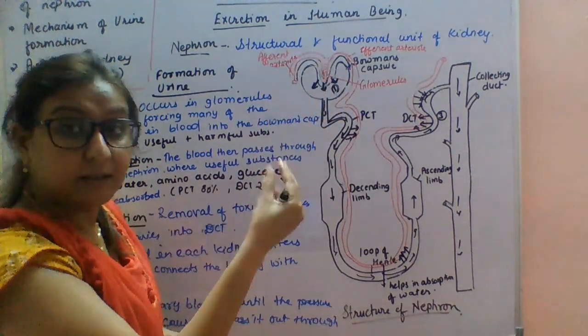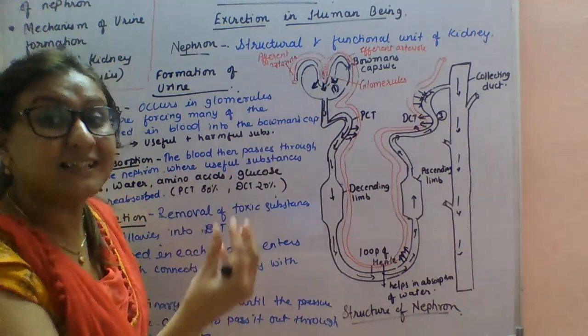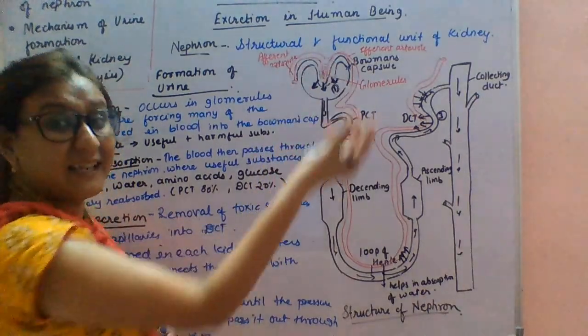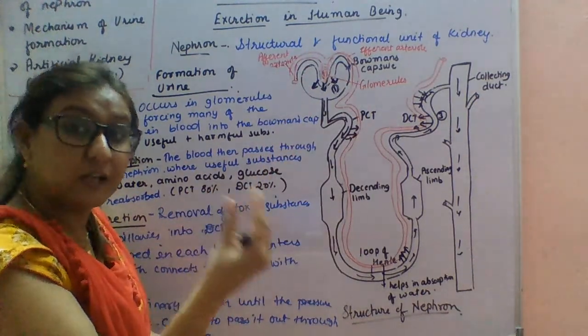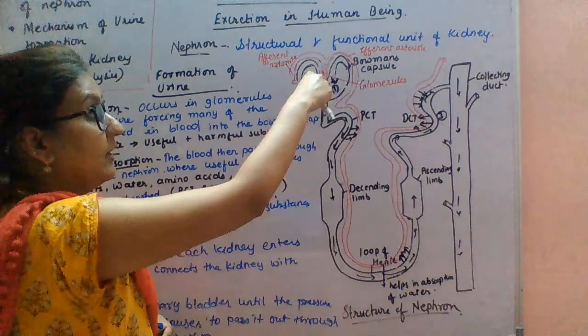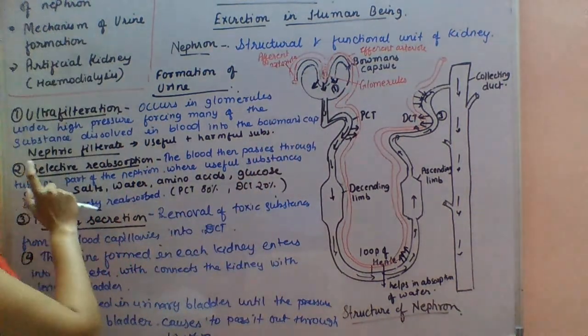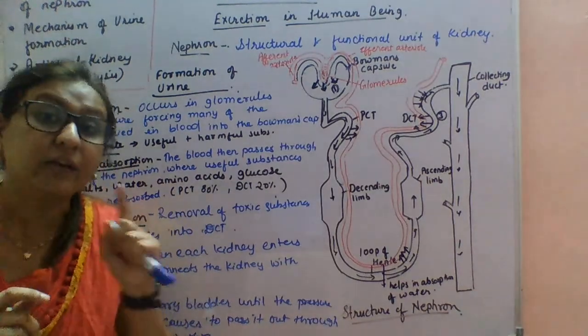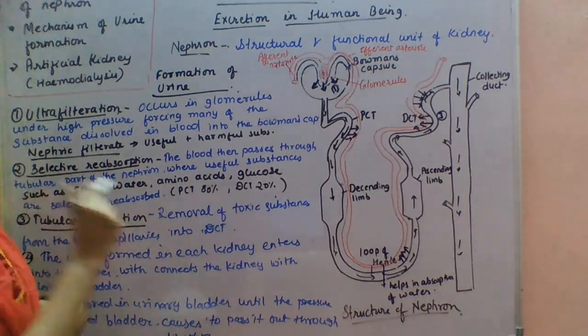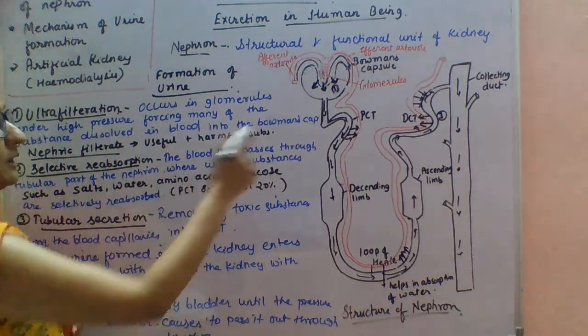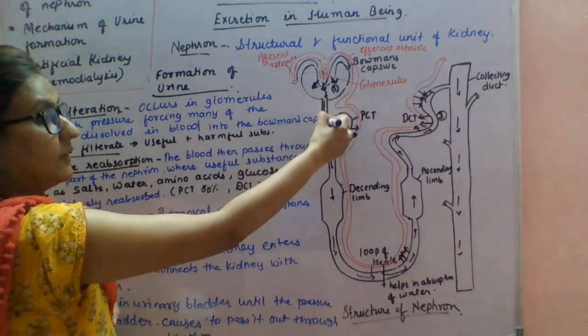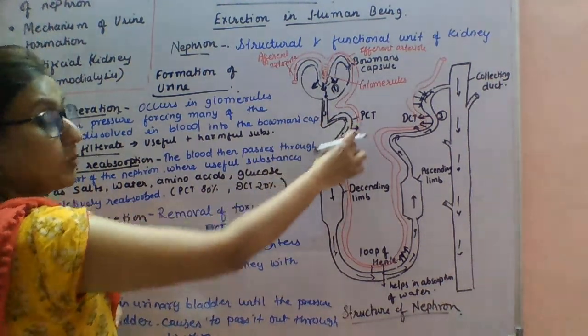So that filtrate is called nephric filtrate. Now this filtrate consists of many useful as well as harmful components. The next process is selective reabsorption. See here, the nephric filtrate passes into this tubular part.